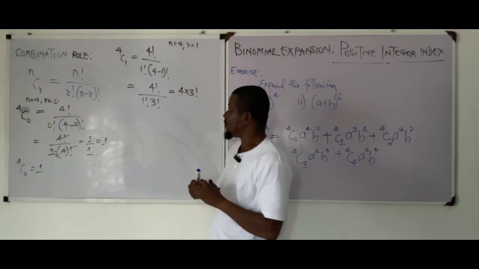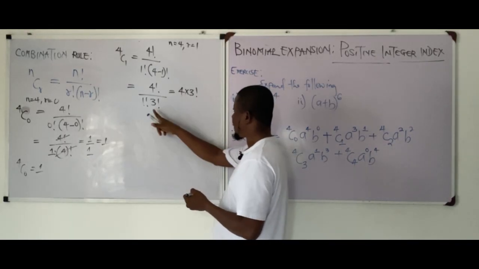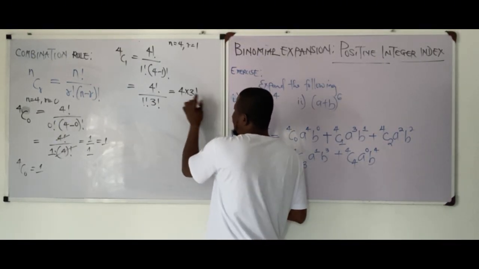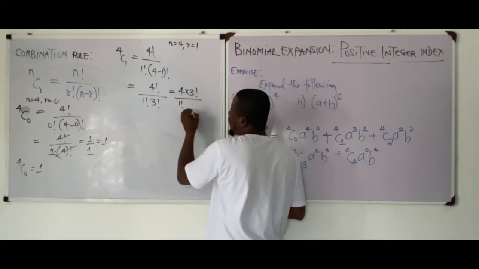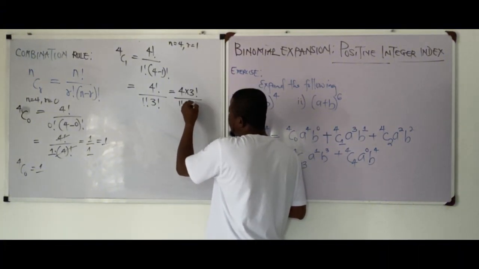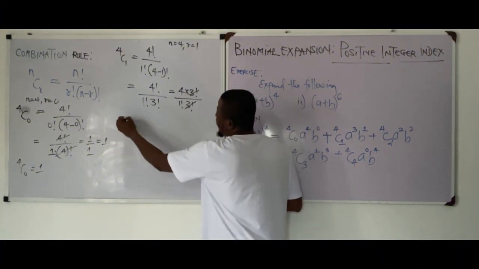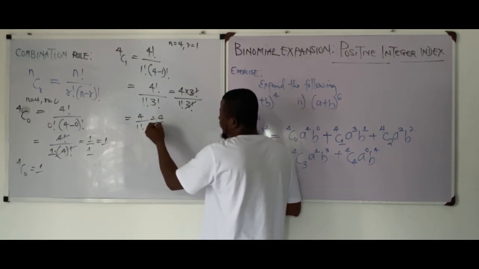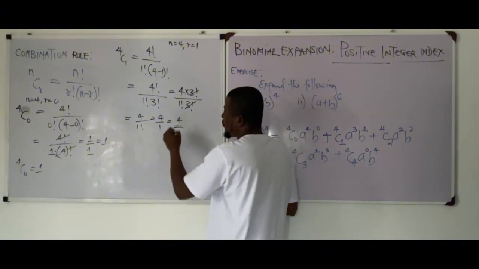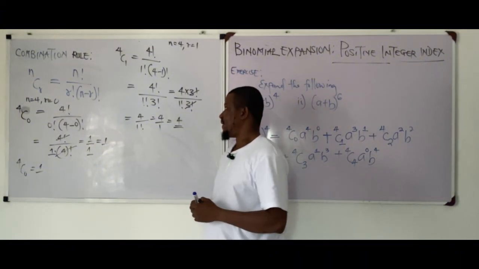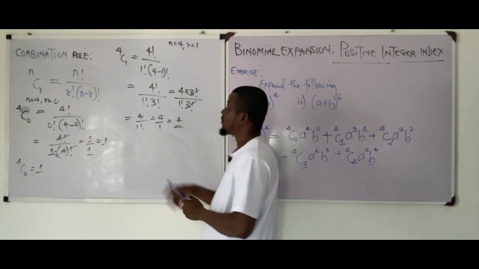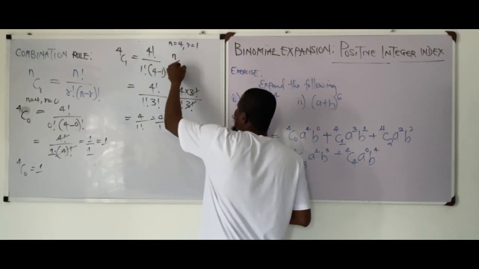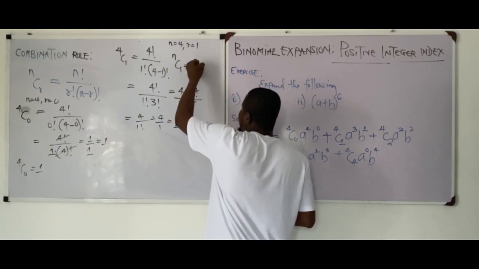I would not want to spread this out because I'm already seeing 3 factorial down here, and I know that it will clear this one. So I just stop at 3 factorial. I have 1 factorial, 3 factorial, and I definitely know that this will clear this. So I have 4 over 1 factorial. 1 factorial is 1, and 4 over 1 is 4.